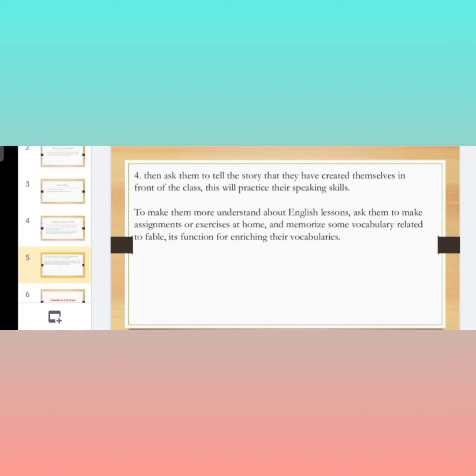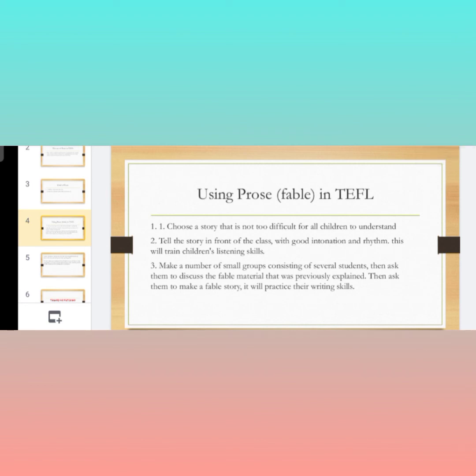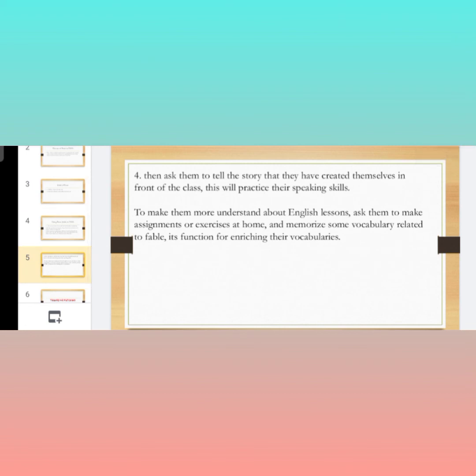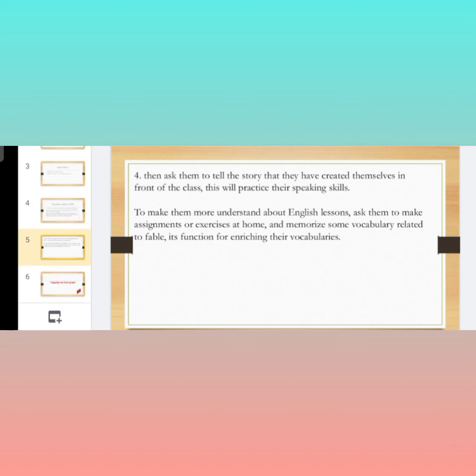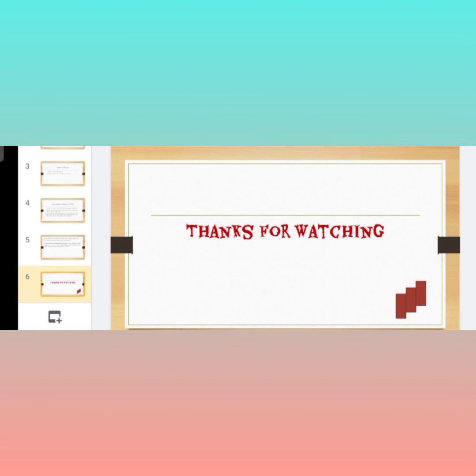So, from my explanation just now, we can conclude that first we must choose a story that is not too difficult for children, and then we tell the story in front of the class to train children's listening skill. After that, we make a number of small groups. It will practice their writing skill, and then next we must ask them to tell the story in front of the class. It will practice their speaking skill. That is my explanation. I hope that you understand what I'm talking about.